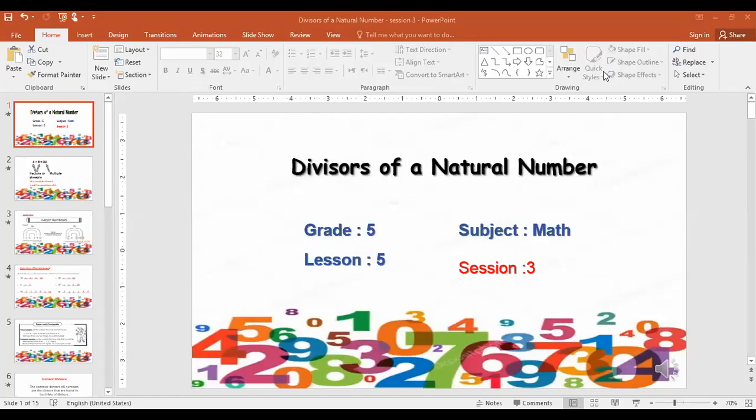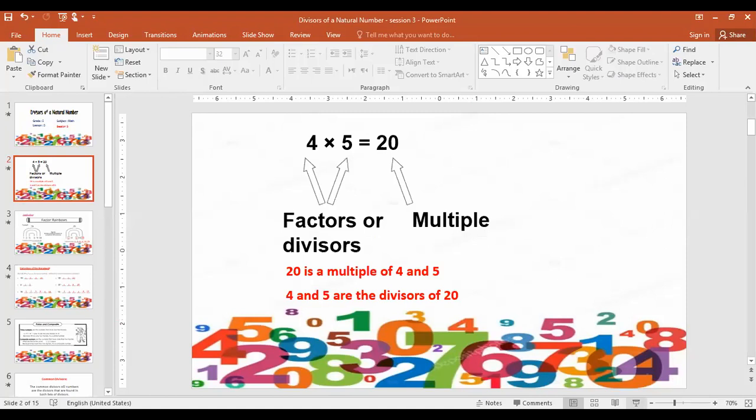Okay, today we are going to start a new session, which is session 3 in our lesson, which is divisors of natural numbers. But before we start with a new idea, we are going to make a backup and review the explained ideas. Okay, so when I say divisors, what's the meaning of the divisors?